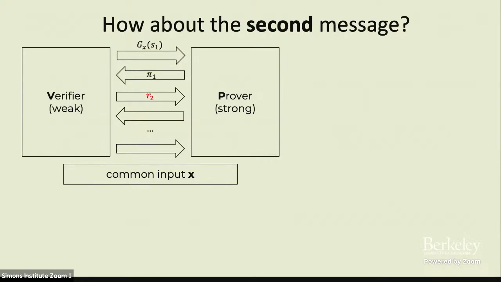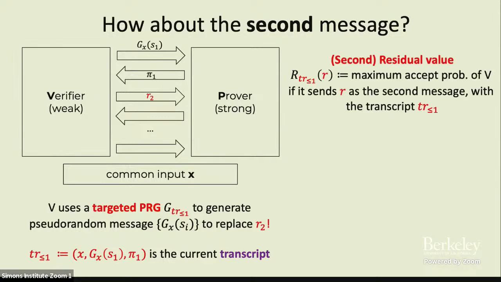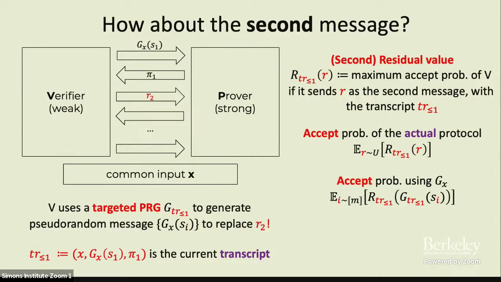How about the second message? You can try to do the same, but now you want to use a targeted PRG that depends on the current transcript. Let's denote TR sub at most one to be the current transcript up to the first round. Then the verifier applies a targeted PRG based on the current transcript to generate another pseudorandom message distribution to replace R sub 2. Again, here you want to fool the second residual value of the game, which only depends on the current transcript. After the transcript is fixed, you want to show that your second pseudorandom distribution fools this second residual value of the game.